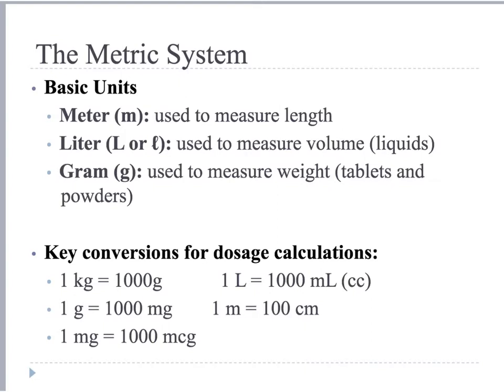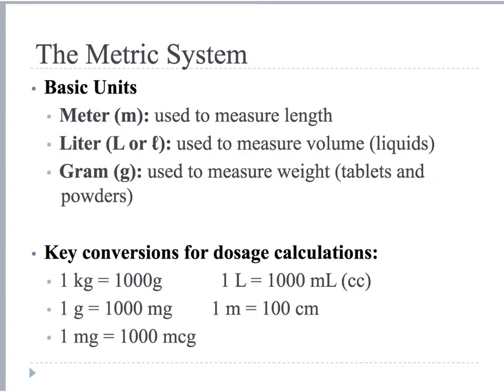So these are our three basic units in the metric system, and I can combine these basic units with prefixes to look at different measurements within the system. We have a couple key conversions in the metric system for dosage calculations. These are conversions that will come up quite often when calculating our dosages and when looking at volumes and weights of different medications.